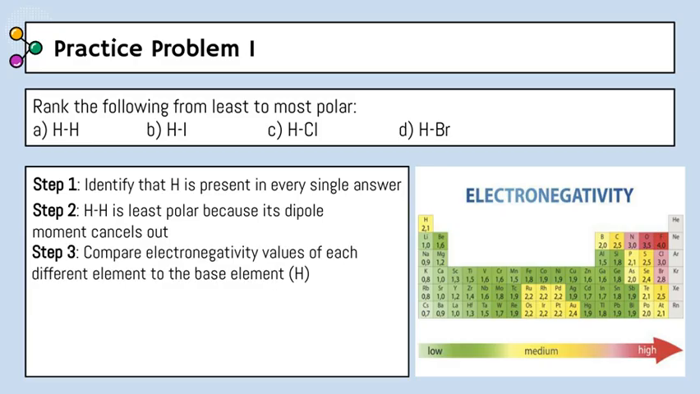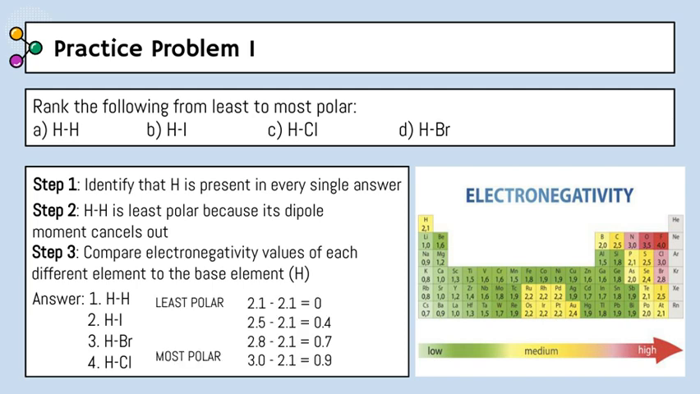Step 3 is to compare each and every electronegativity value of the different elements to the base element. So these are the answers from least polar to most polar, and these are the electronegativity values. We can see that HI is less polar than HBr because its electronegativity value is also lower. HCl is the most polar because its electronegativity value is highest compared to the other electronegativity values.